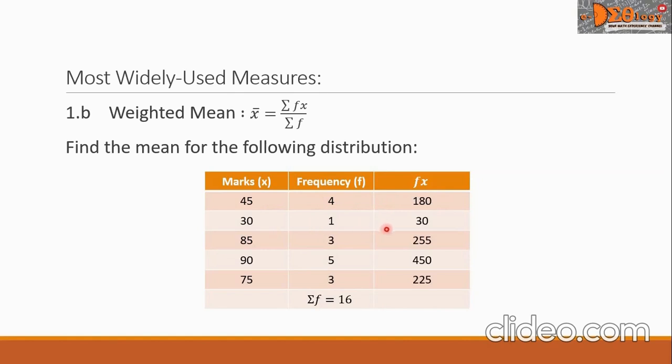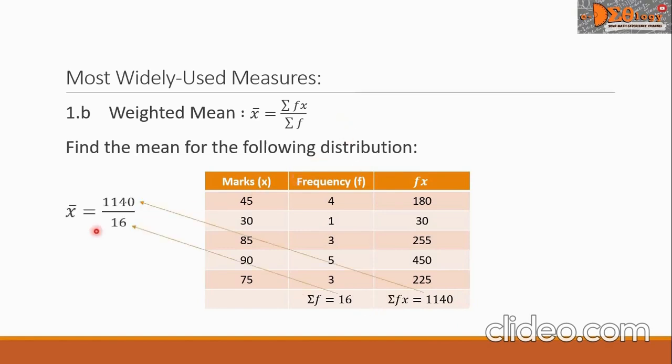30 times 1 is 30. 85 times 3 is 255. 90 times 5 is 450. 75 times 3 is 225. And then at the bottom, let us take the summation, and that is equal to 1140. So these values, summation of this column, also of this column, are the ones needed for our formula.